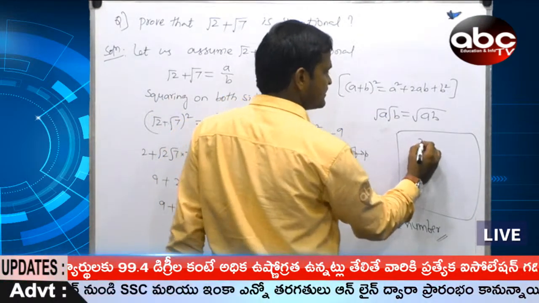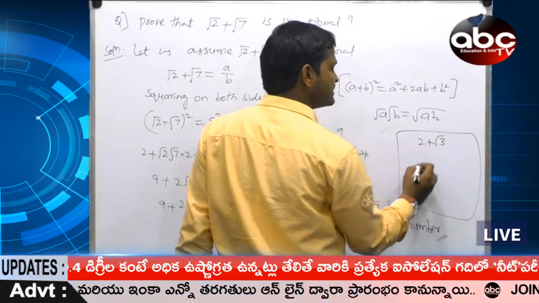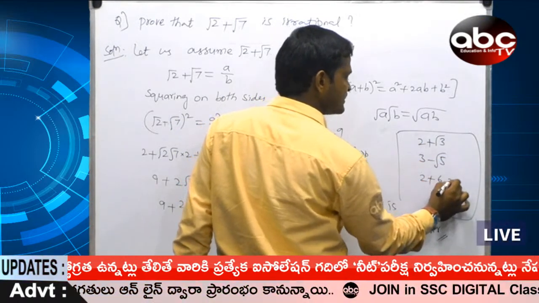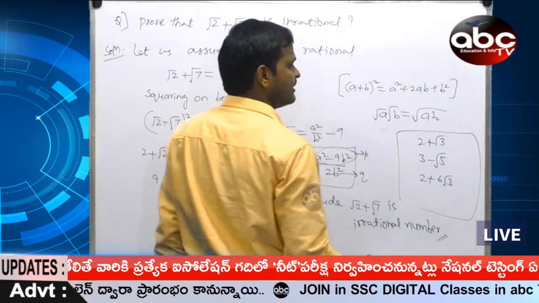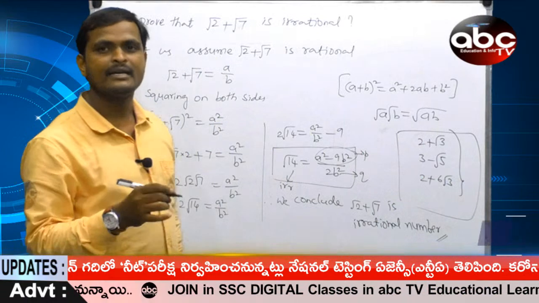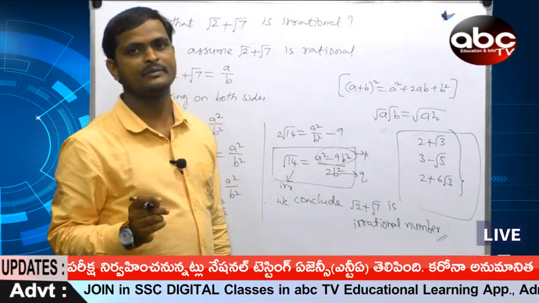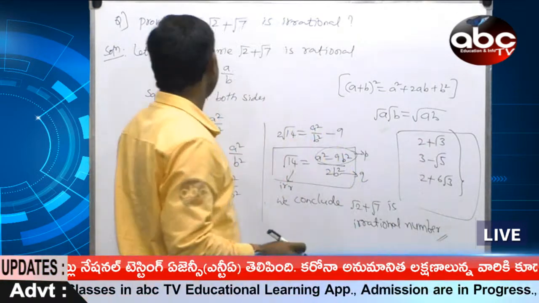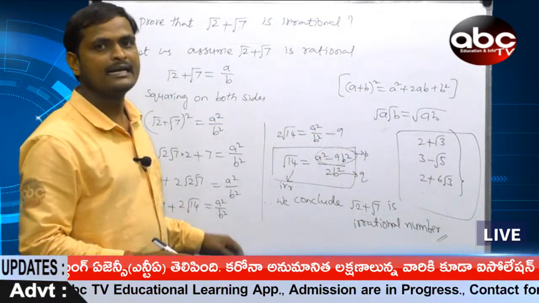questions are like this: 2 plus root 3, 3 minus root 5, 2 plus 6 root into root 3, like this. Then show that or prove that the given numbers are irrational numbers. Sure for your SSC questions. Okay, very simple. Let's do one more question.